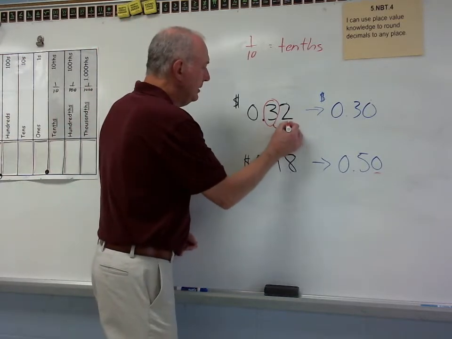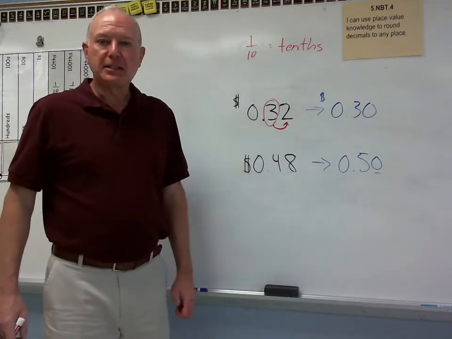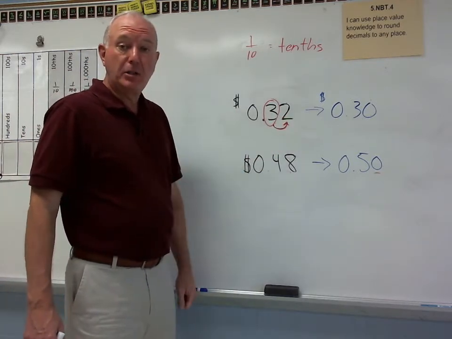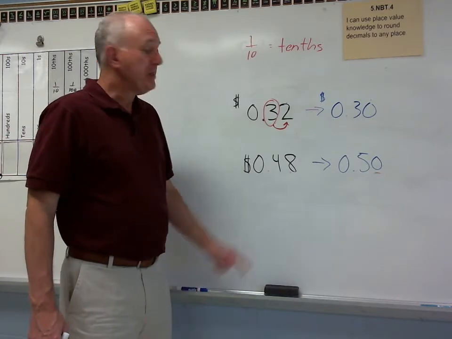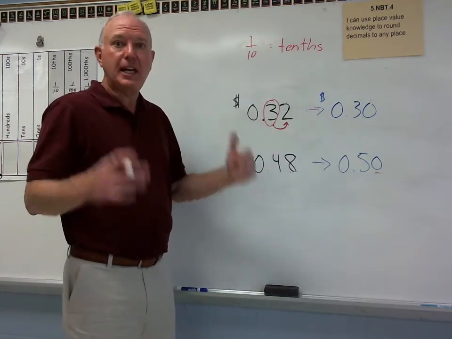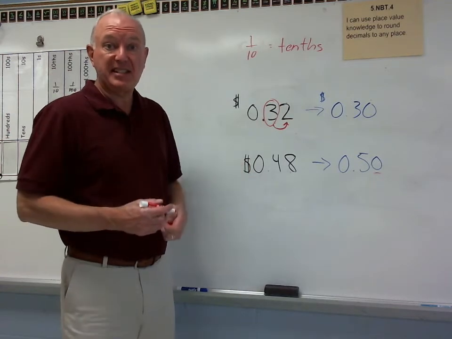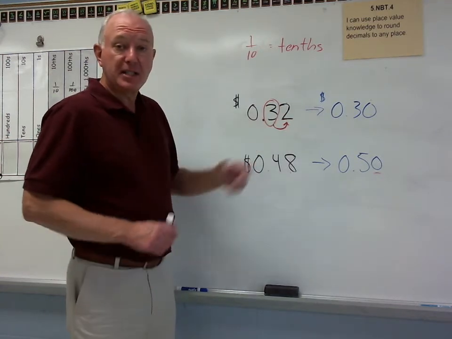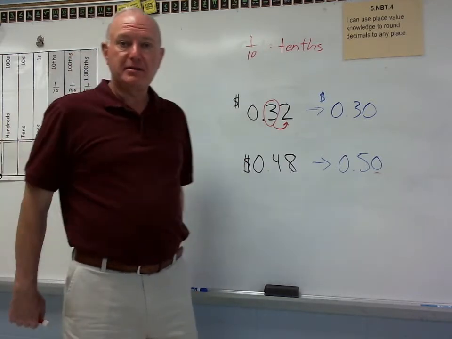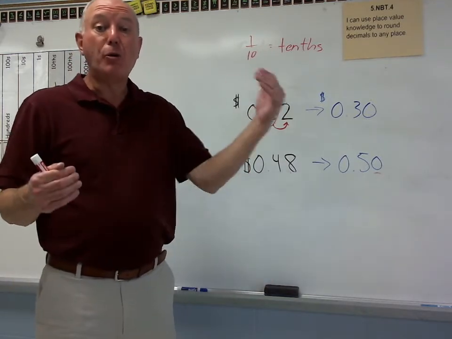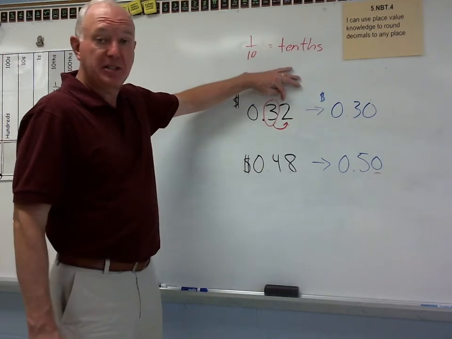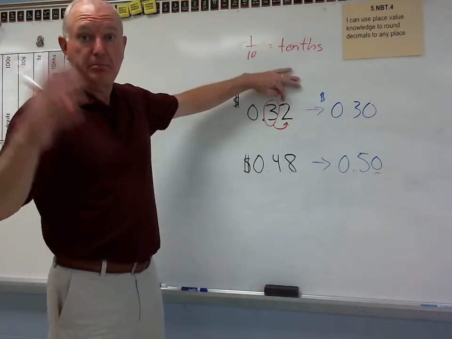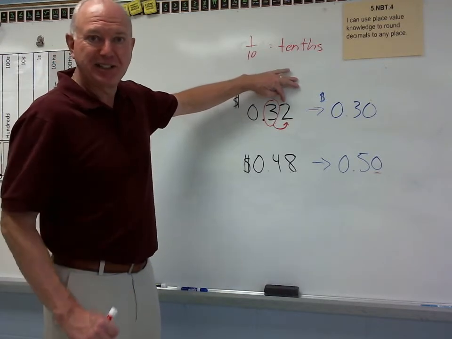So underline or draw an arrow. I like to draw an arrow to it. This is the boss. The boss is the one you're drawing the arrow to. The boss is going to tell this digit what it can become or if it has to stay the same. If the boss is a big boss, it's 5 or more. That means if this digit is 5, 6, 7, 8, or 9, it's a big boss.